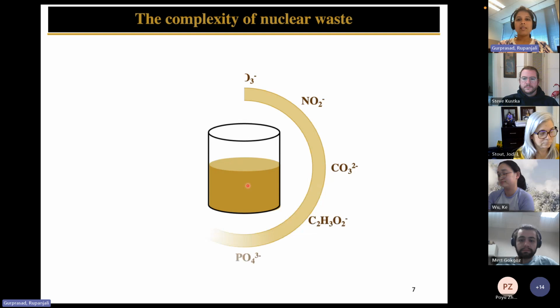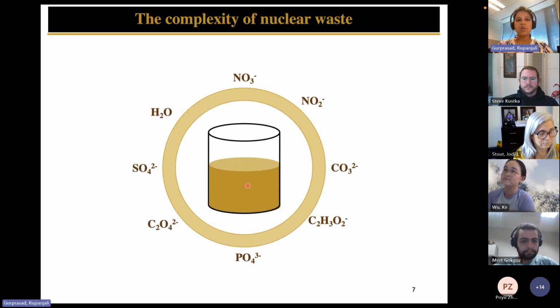If we look at the solution phase, it mostly is composed of a lot of sodium salts. So we have nitrate, nitrite, carbonate, some phosphate, sulfate, and all the other salts. Out of these, of course, nitrate is the very predominant ion in the solution.